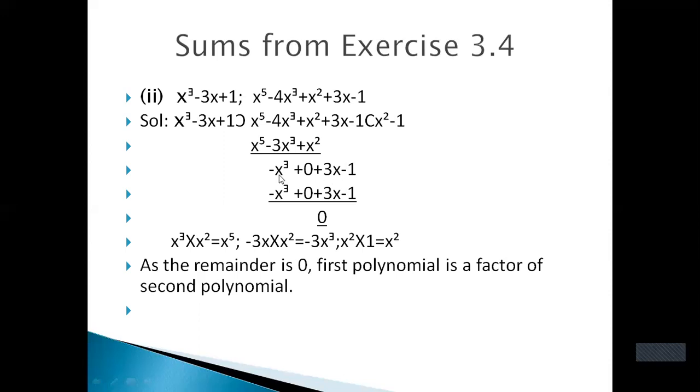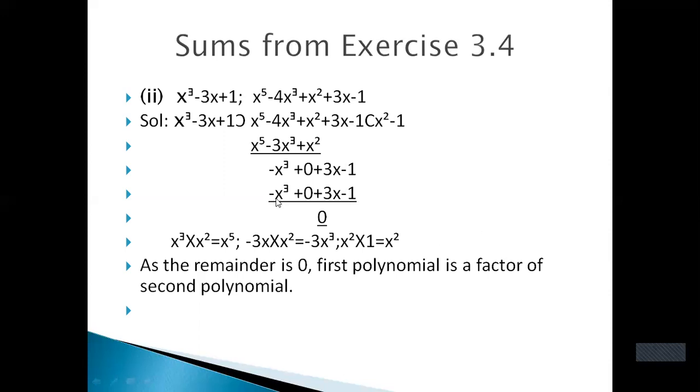Now to get minus x cube, we must multiply that x cube with minus 1, so write minus 1 in the quotient. Then x cube into minus 1 is minus x cube. The x square term is not there, so make it 0. Then minus 1 into 3x is minus 3x, here plus 3x. Then minus 1 into plus 1 is minus 1.